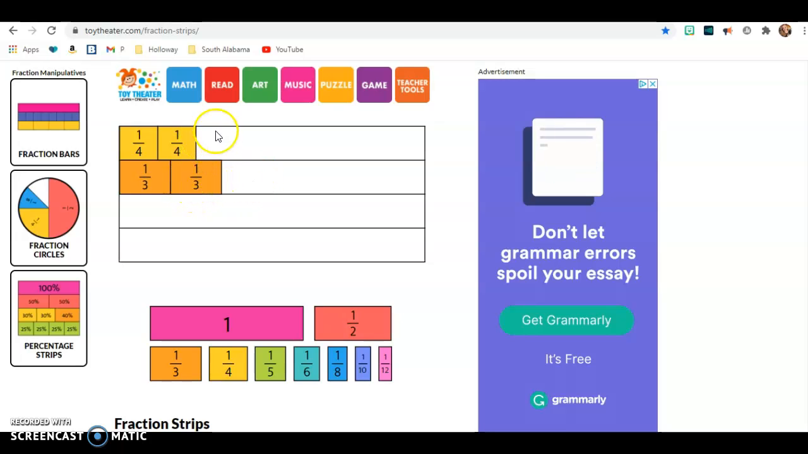So now we have the virtual manipulative representation of 2/4 compared to 2/3. Whichever fraction goes on the farthest is the larger fraction. Here we can see that 1/3 goes past 1/4. So we would say that 2/3 is larger than 2/4. So if we wanted to read it as a correct comparison statement, we would say 2/4 is less than 2/3.